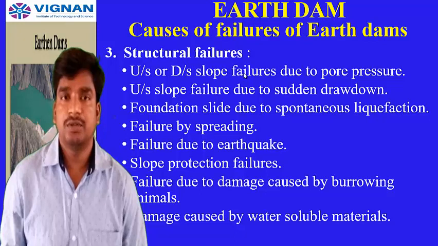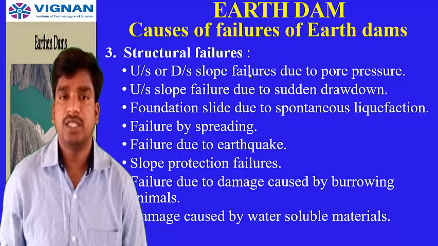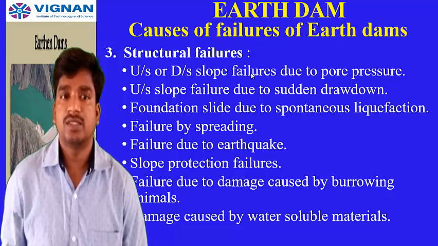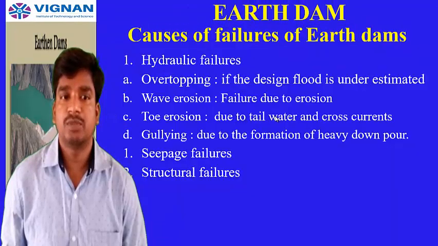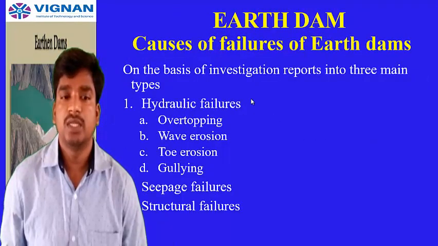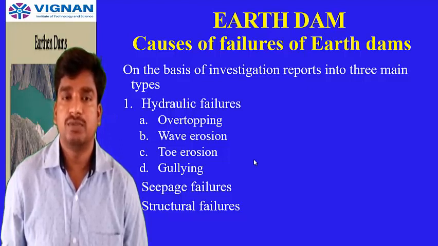In the previous lecture, we discussed the causes of failure of earth dams. There we have seen three different types of failures: hydraulic failures, seepage failures, and the last one, structural failures. So these are the three different types of failures which we have seen.